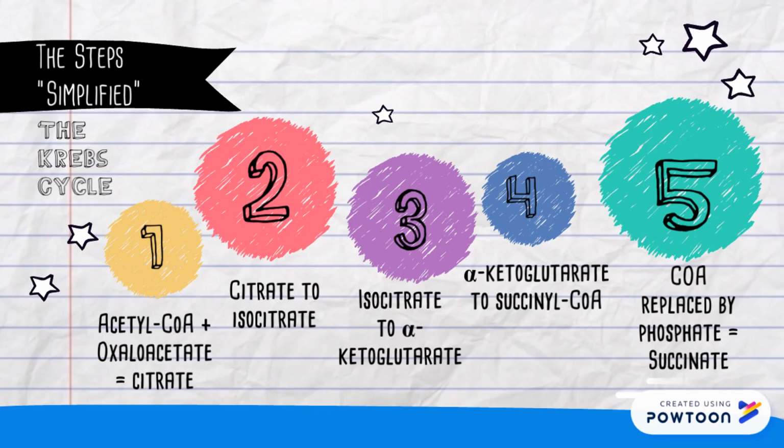So the steps simplified. In step 1, we have acetyl-CoA added to oxaloacetate to create citrate. In step 2, citrate is converted to isocitrate. In step 3, isocitrate is converted to alpha-ketoglutarate. In step 4, alpha-ketoglutarate is then converted to succinyl-CoA. In step 5, the CoA portion is replaced by a phosphate group to create succinate.